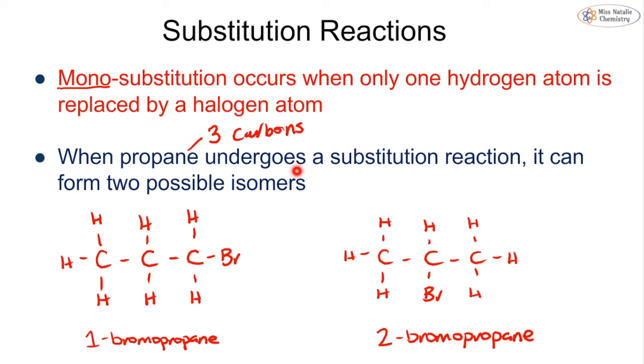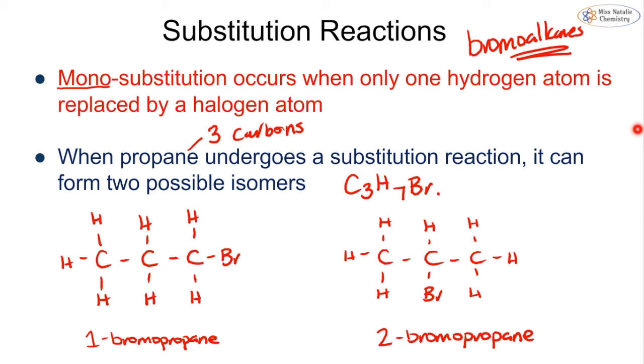These are both isomers because they have the same molecular formula, but they have different structures. So they are both C3H7Br. But because we have these different structures, then they call them isomers. So we just have to be aware that for the larger molecules, we can get isomers being formed. But for methane and ethane, we only make one possible product. And we call these products bromoalkanes.